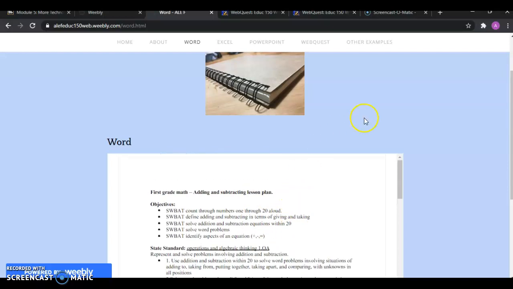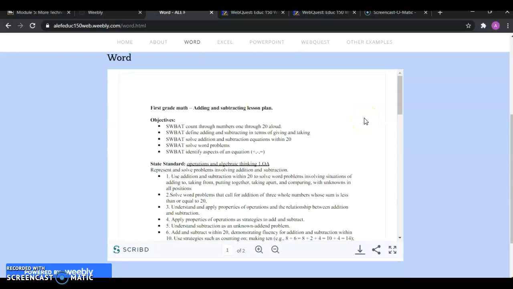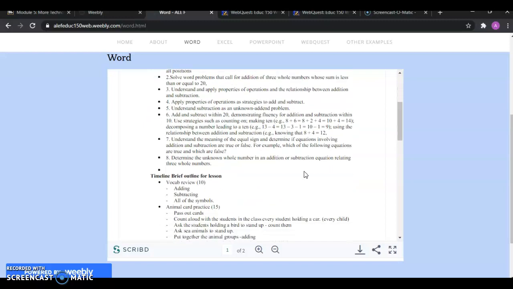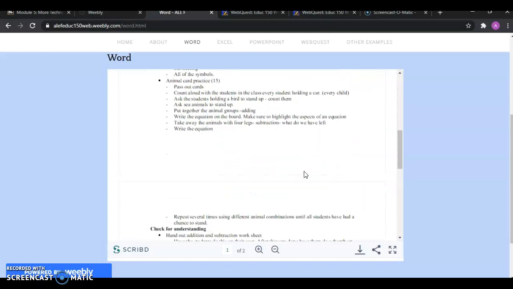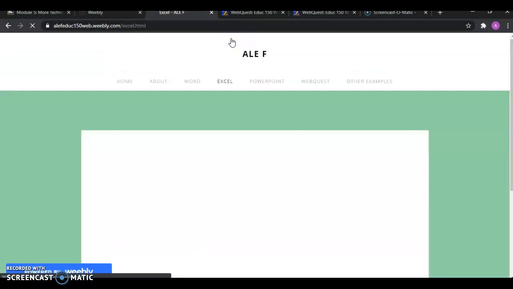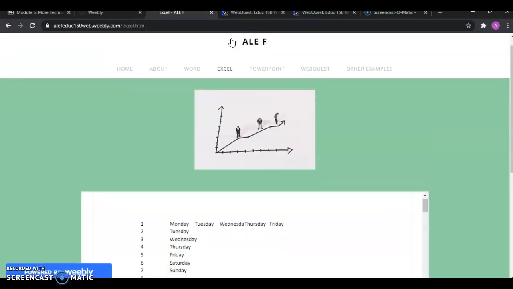For example, my lesson plan: we learned to count through 20, giving them terms such as giving and taking. They learned parts of an equation, adding and subtracting within 20, and how to solve word problems. This is a 25-minute lesson, give or take. I go into that a little bit more with my PowerPoint because they go together.